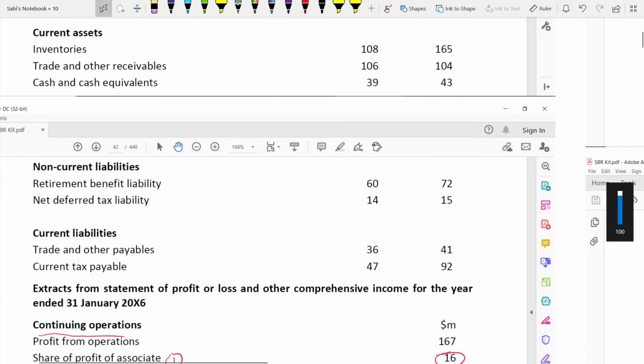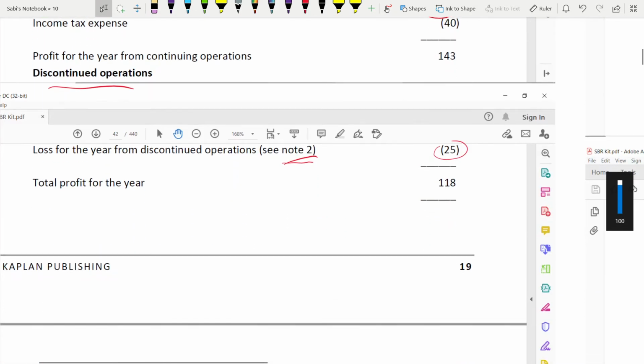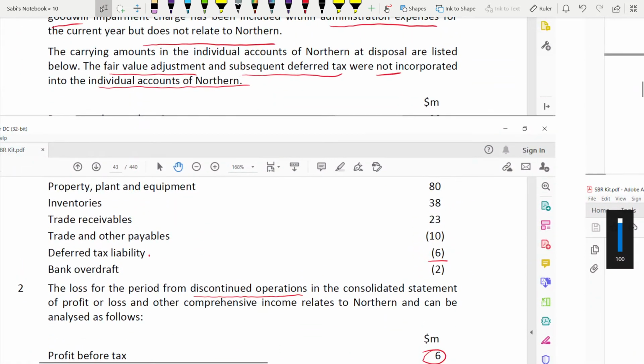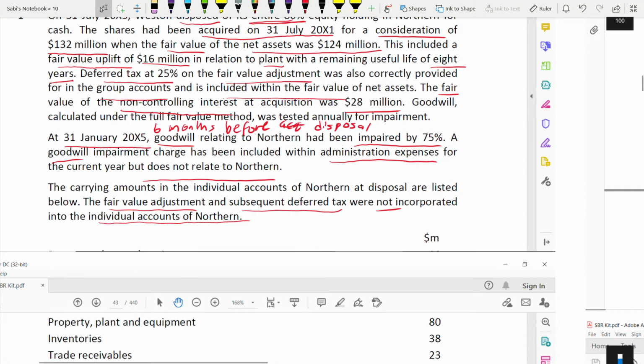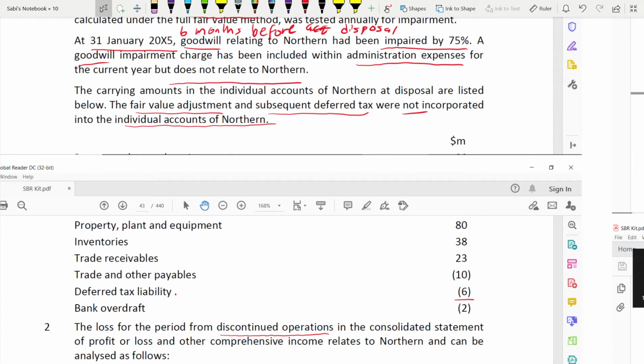Trade payables here go from 41 to 36, it reduces, not good. That means you are paying early, so it's an outflow. But with this adjustment, another thing you have to do is go to point number 1. You have been given in the individual accounts of Northern the values of this one: inventory 38, receivable 23, and trade payables of 10.